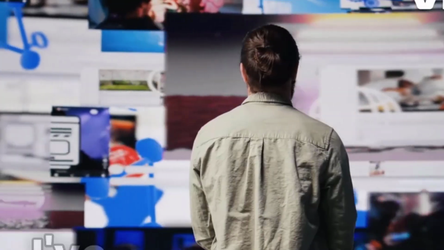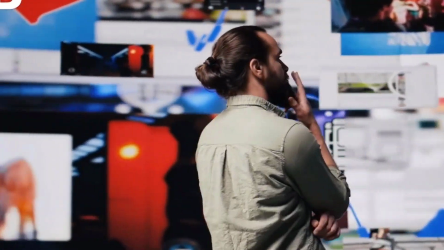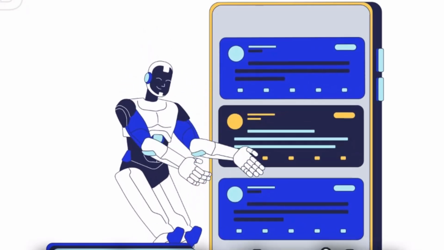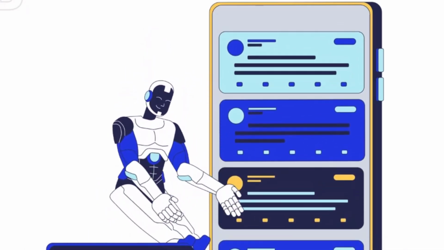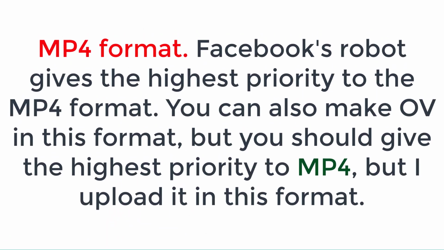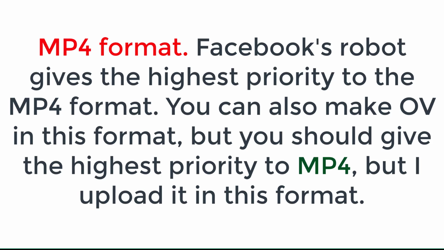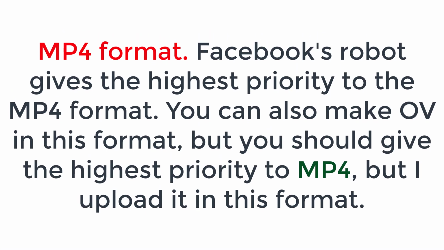The thing to do is to upload your videos in full HD without giving them 4K or any other resolution. That is, upload in 1080 by 1920 pixels. Then Facebook's robot will give it priority, and your video will have the possibility of getting more views. Facebook's robot gives the highest priority to MP4 format.